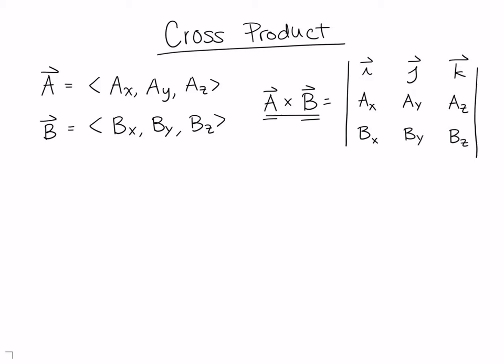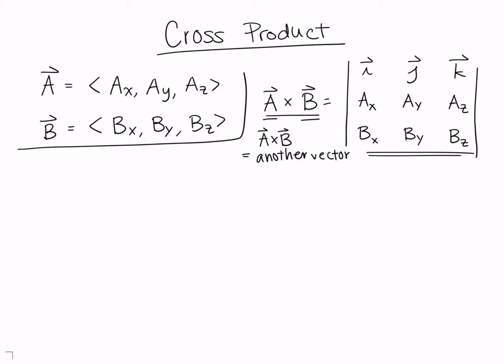Now, when we're considering the determinant of this 3x3 matrix, we must first recognize that A cross B is going to give us another vector. Now, this is unlike the dot product in which we get a scalar instead. No, A cross B is another vector. So when we're evaluating this, what we find is that it's going to have these three components. So let's call this other vector C. So C has the components of CX, CY, and CZ.